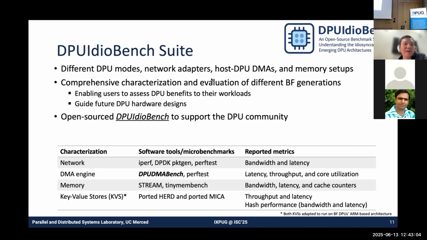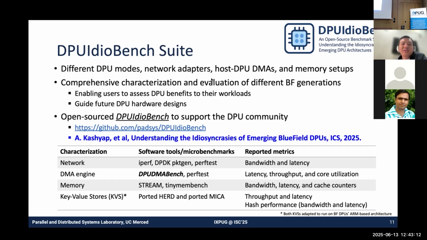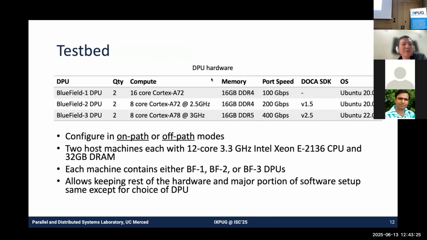We have already open sourced it, so that you can download it and reproduce everything I'm going to talk about in the next few slides. Because of time, I cannot zoom into a lot of details. So if you have interest, please take a look at the paper just published in ICS. We presented it this week. A lot of details are over there. So this is the testbed.